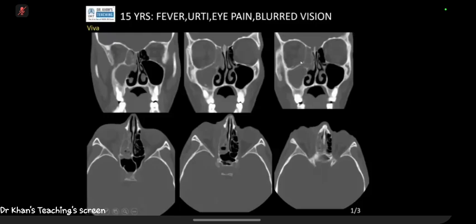These are coronal reformats showing fever with URTI, eye pain and blurred vision. There is opacification of the right ethmoid sinuses with adjacent spread to the medial aspect of the orbit.